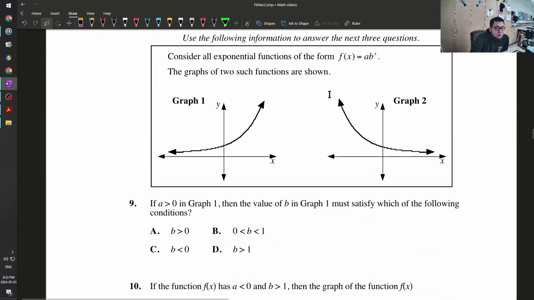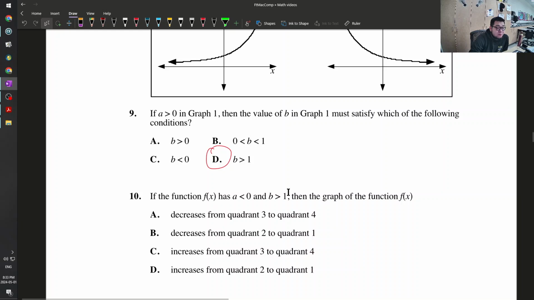Okay, consider all the exponential functions in the form of this. Here are the two graphs. If a is greater than 0 in graph 1, then what value of b in graph 1 must satisfy one of these conditions? So if it is an exponential growth, that means b is greater than 1, so 9 is going to be D.